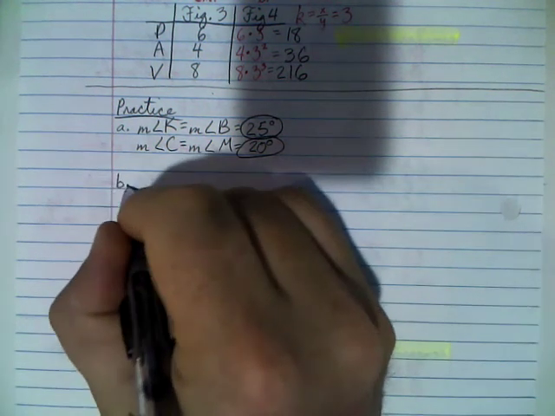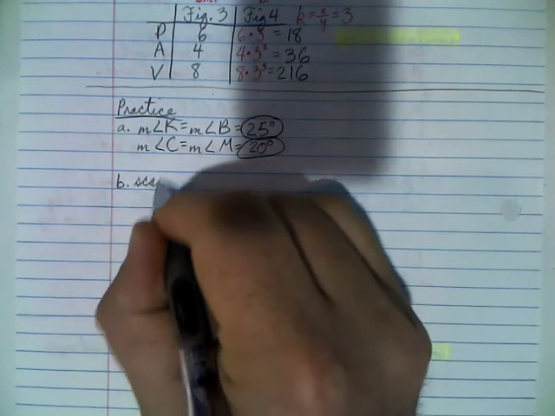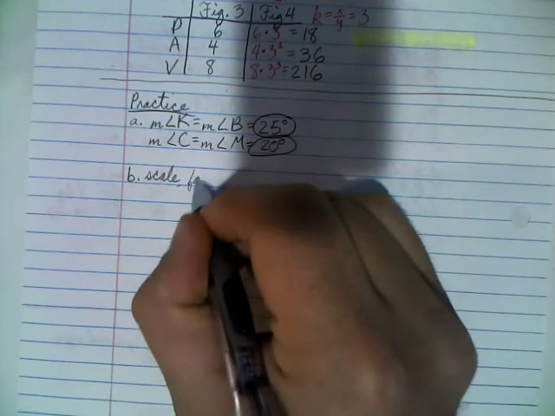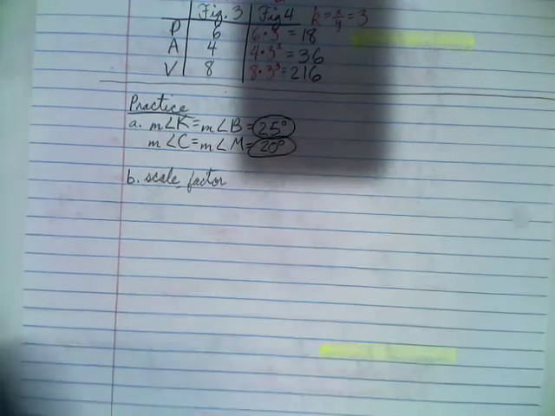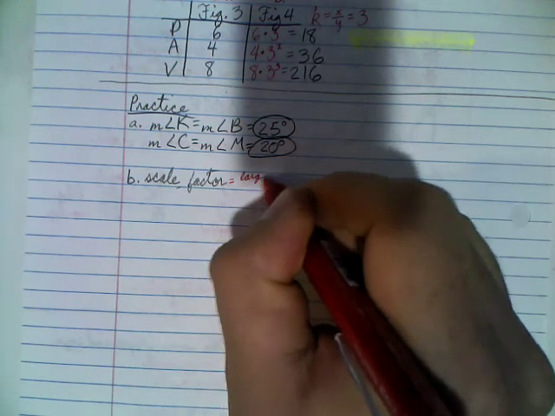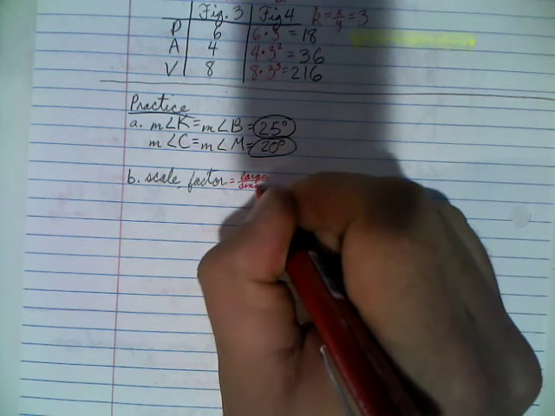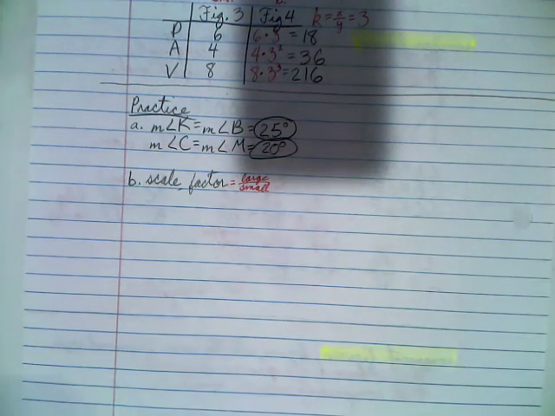All right, B. The figures are similar. Find the scale factor. Then use the scale factor to find x. So the scale factor, ladies and gentlemen, is typically written with the larger value on top and the smaller value on bottom. But first we've got to look for what corresponds here.